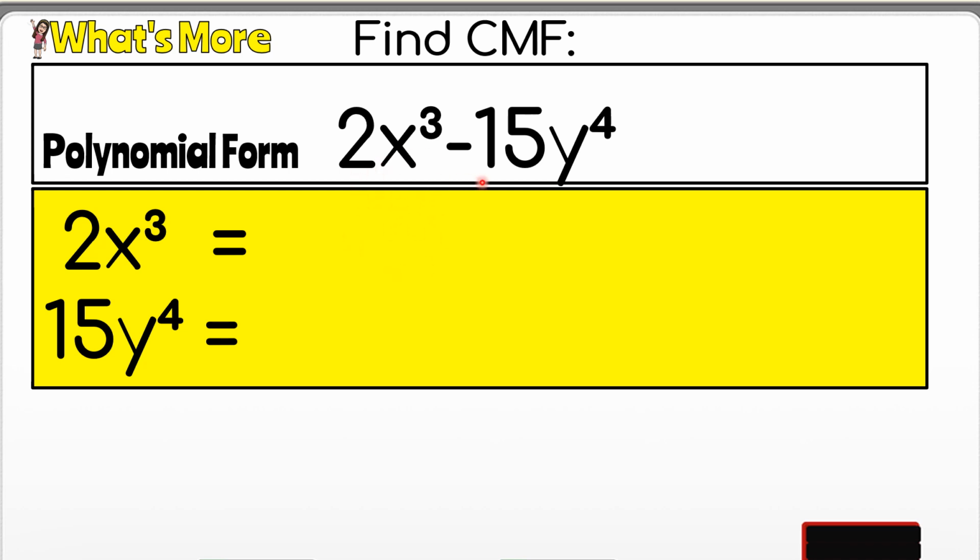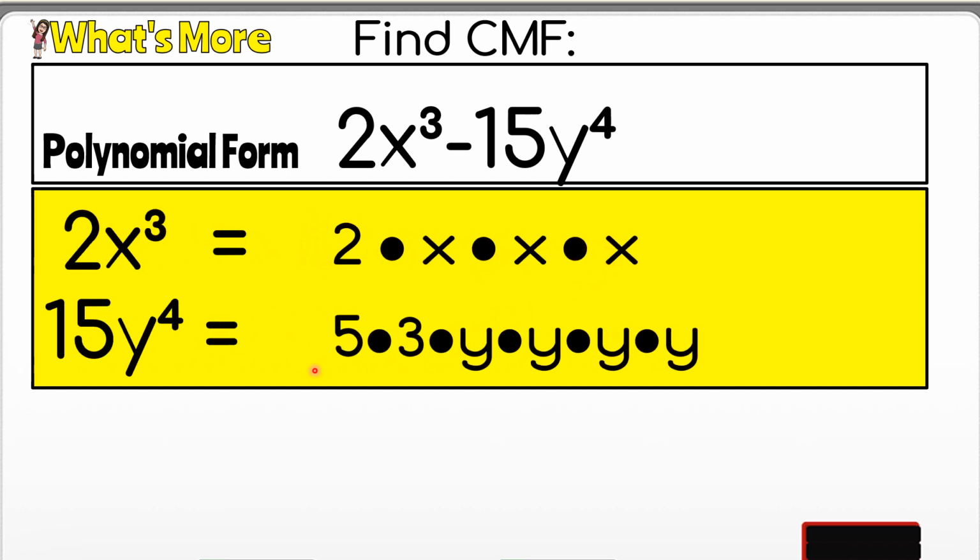How about 2x cubed minus 15y to the 4th power? Again, you list all the prime factors. 2 times x times x times x. 15y raised to the 4th, we have 5 times 3 times y times y times y times y. Okay. Obviously, we don't have common factors, diba? Wala tayong nakikitang same factors between the first and second term. So, therefore, we don't have CMF.